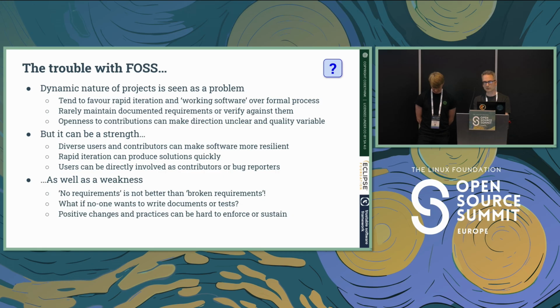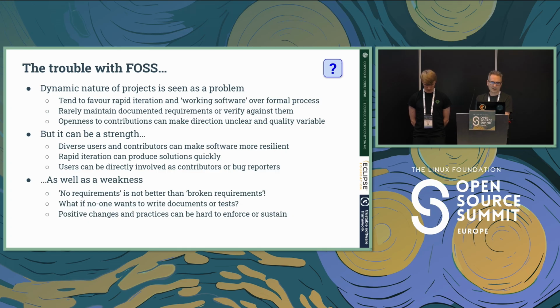Which brings us back to open source software and the problems with it. Sometimes, actually, these problems aren't really a problem. The dynamic nature of projects might seem like a problem, but actually it's how you get rapid iteration, how you get lots of people from diverse backgrounds contributing and producing working software. The trouble is that they rarely maintain their documented requirements or even think that requirements are important, and they don't verify against them. They might have tests, but it's hard to link these back to requirements.